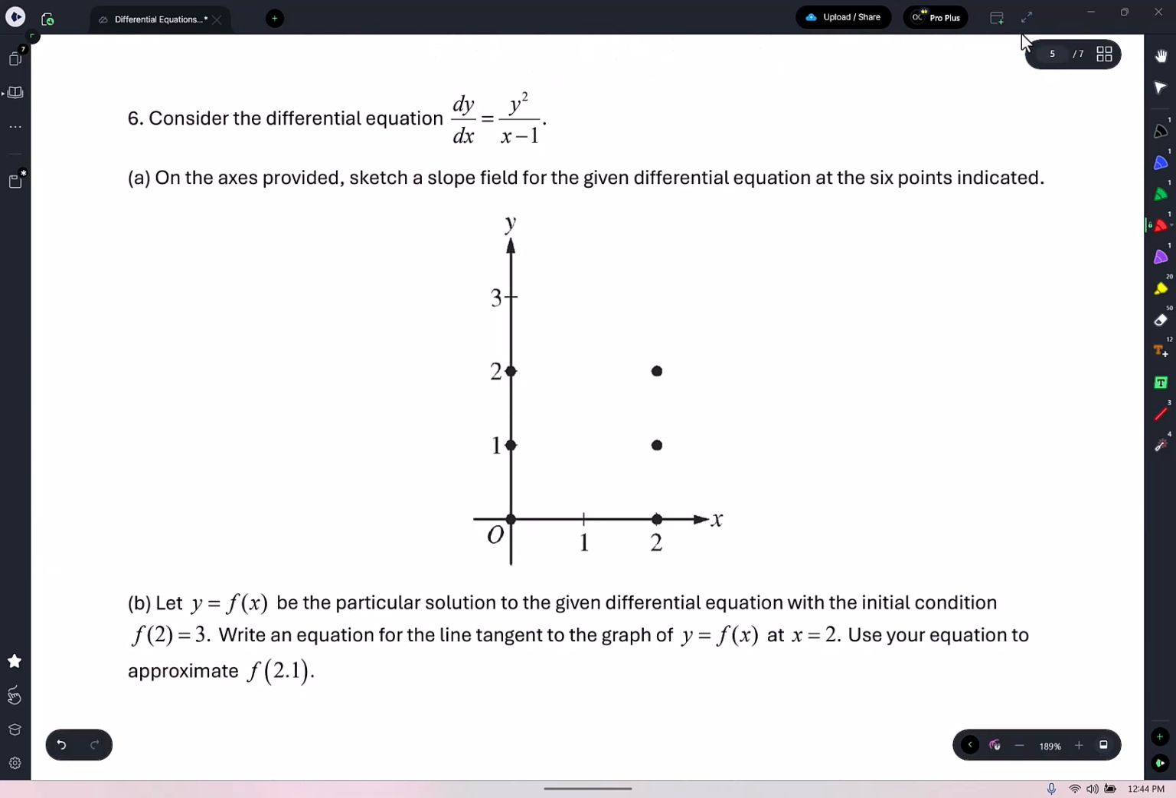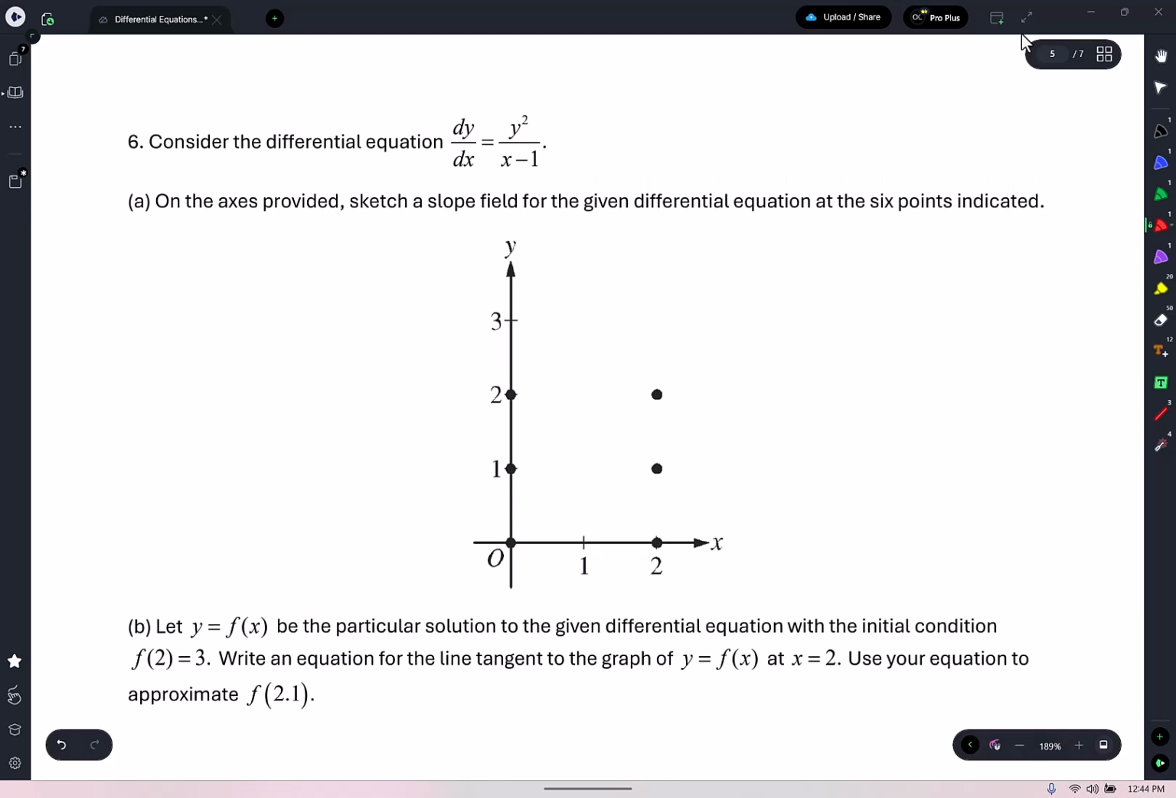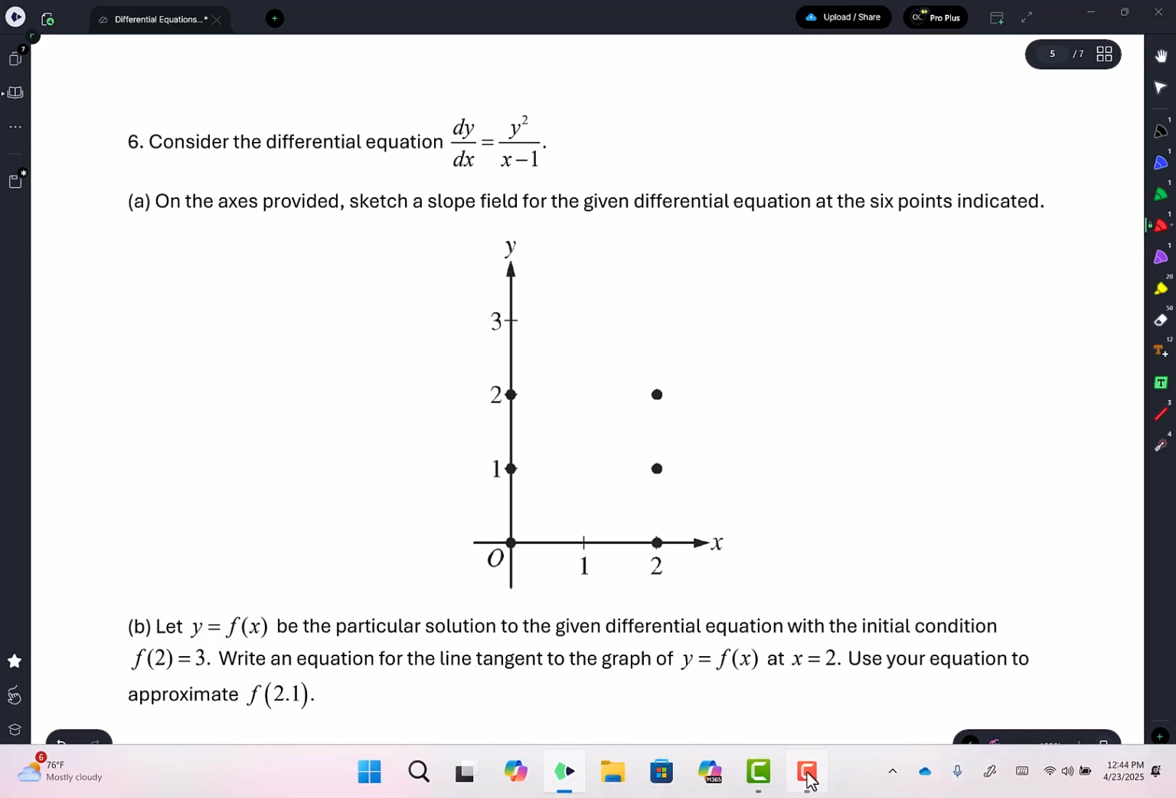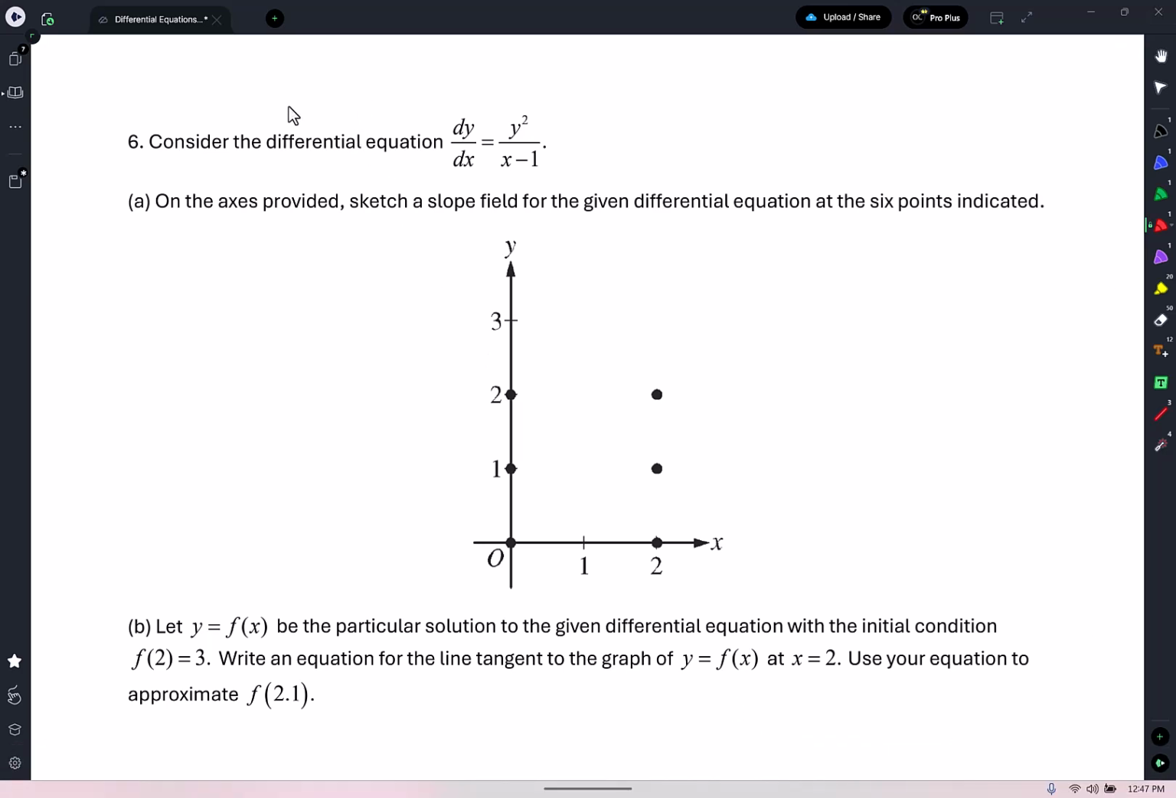All right, last one here. I have this expression here. Hold on, I'm going to pause it really quick. I have to pause really quick.